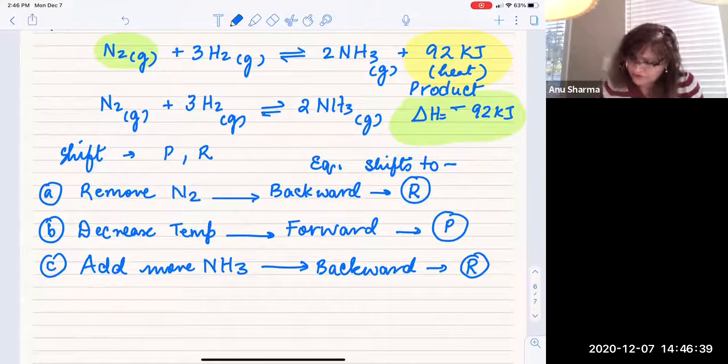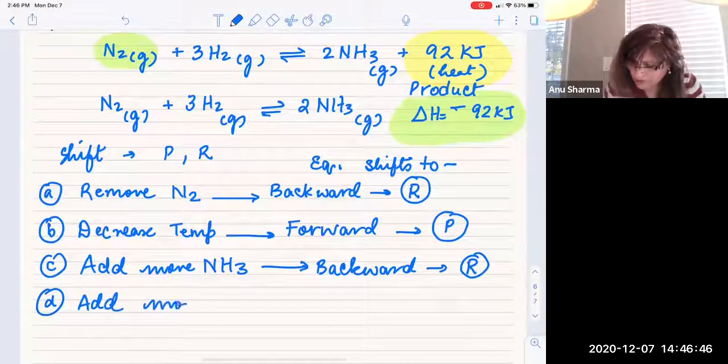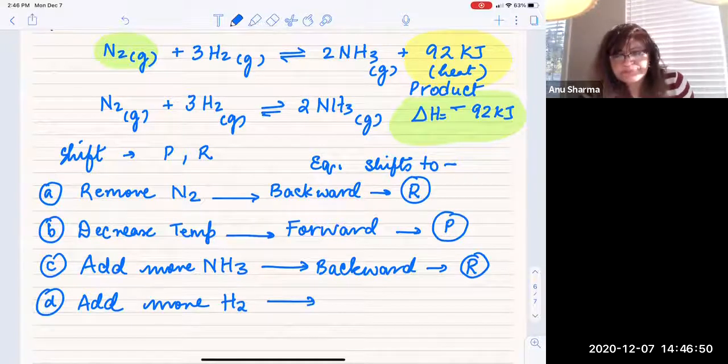Okay, very good. Next is adding more hydrogen. Now you added from your side more hydrogen. More hydrogen, what happens? A large excess of hydrogen is now there. Now the system moves.